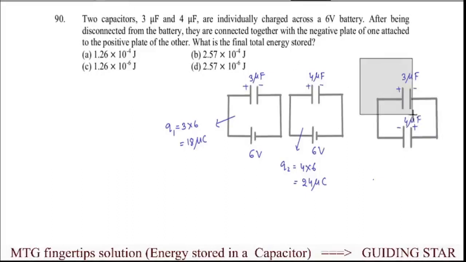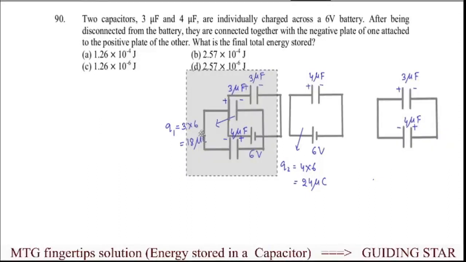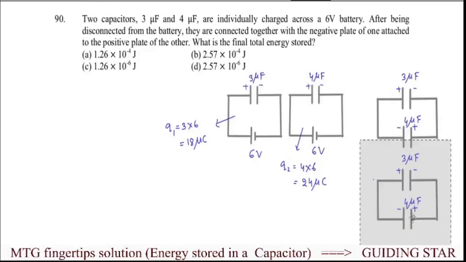Previously, when two charged capacitors are connected to each other, both positive terminals are connected together and negative terminals are separately connected together. Clear? So positive connection and negative connection. So here in this particular case, what will be the total charge?